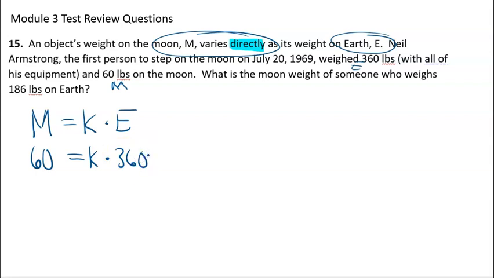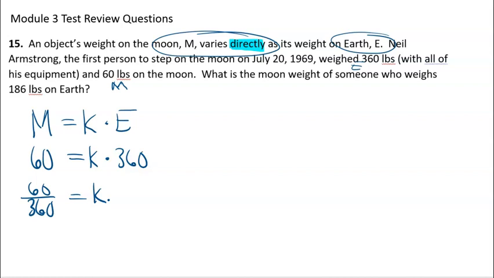Are you thinking really hard about how much that equipment weighed? A lot, because Neil Armstrong was a fit man. He didn't weigh a whole lot. So 60 divided by 360 when I solve for K, by dividing 360 on both sides. Now K is by itself. So again, 60 divided by 360.